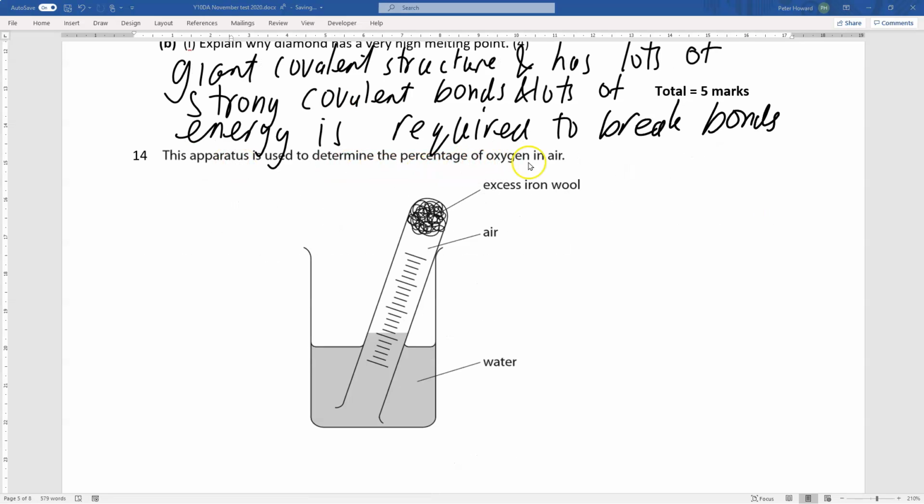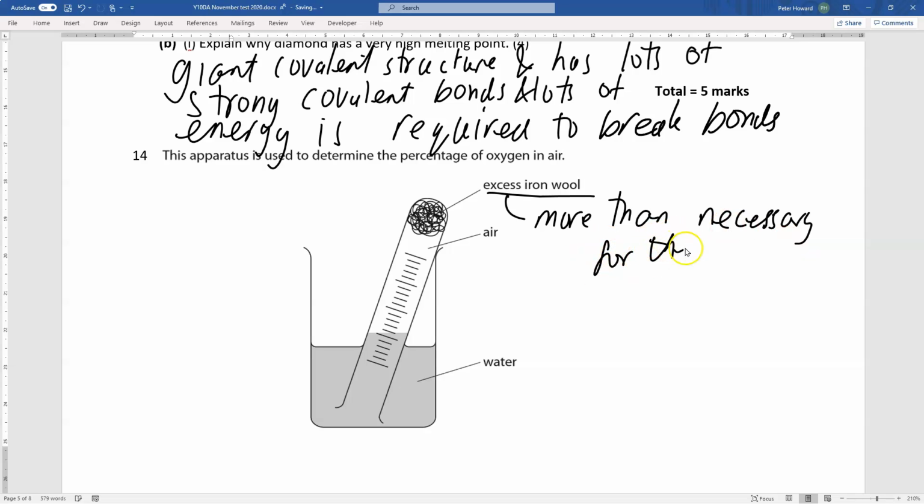This apparatus is used to determine the amount of oxygen in air. We've got excess iron wool, so excess means more than necessary for the reaction. We also have air, which contains 21% of oxygen, 78% of nitrogen and water. Now when we have iron, oxygen and water, rusting can occur.